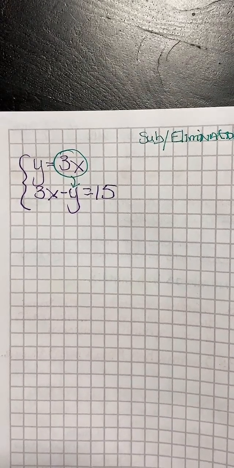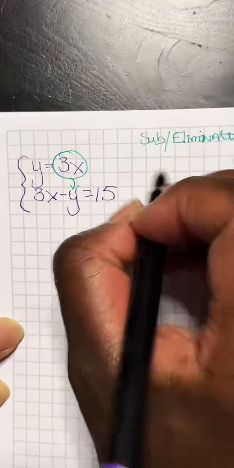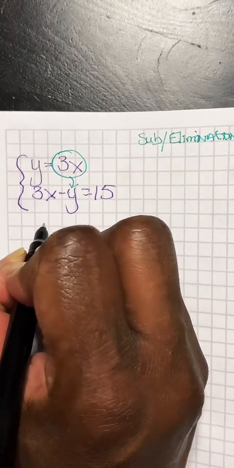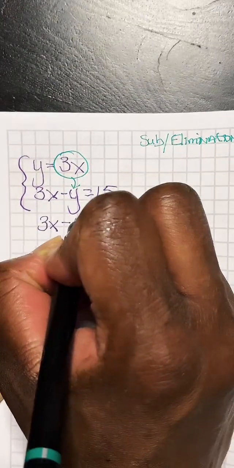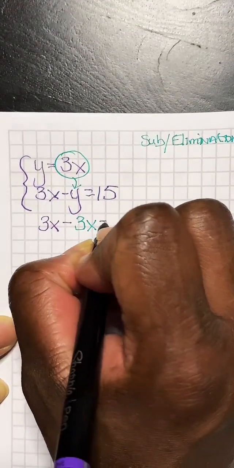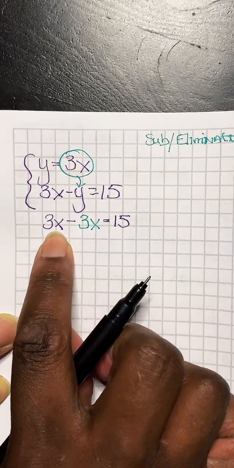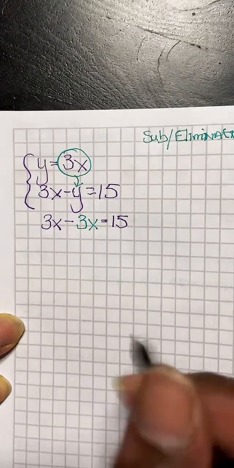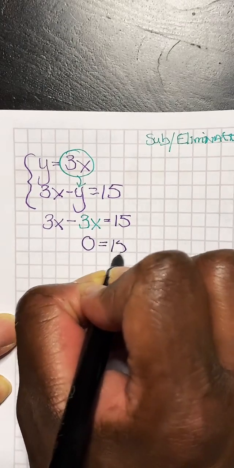Okay? So some people are saying undefined. Okay, no solution. All right, let's see. So now, if I plug in that 3x, I think you can see it right here. We have 3x minus the 3x that we substituted for the y, equals 15. So when we have 3x minus 3x, that gives me a 0. And 0 can't equal 15.